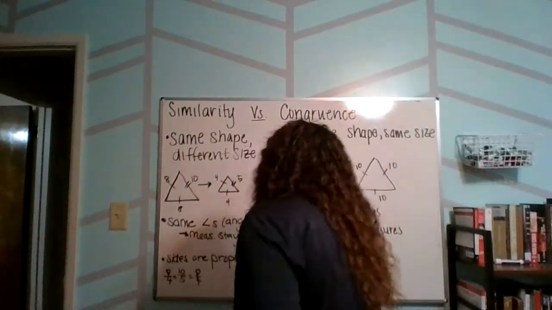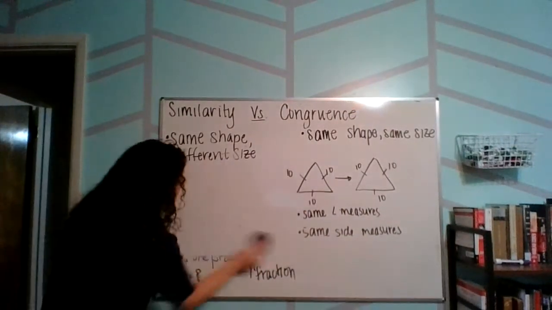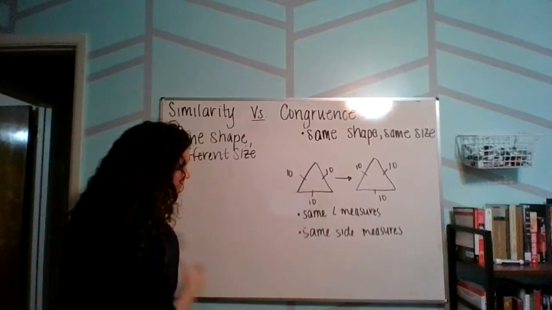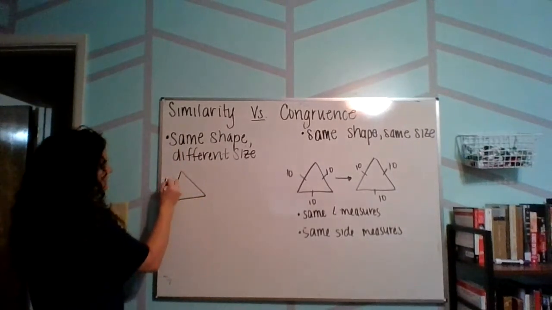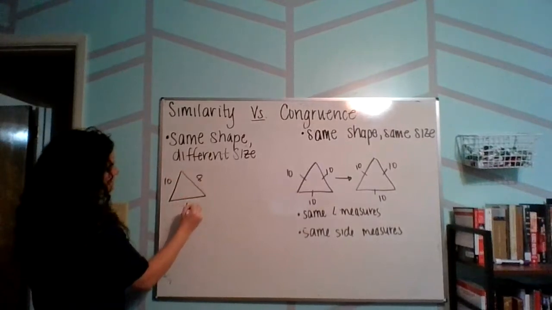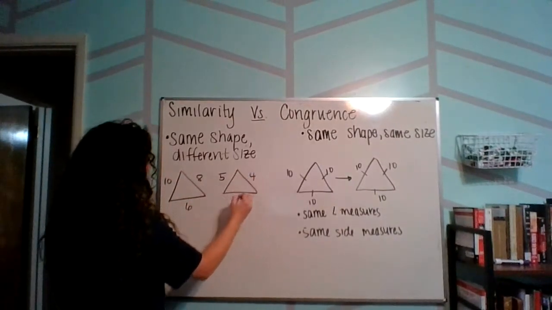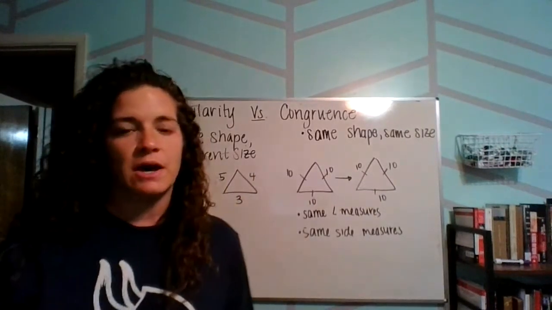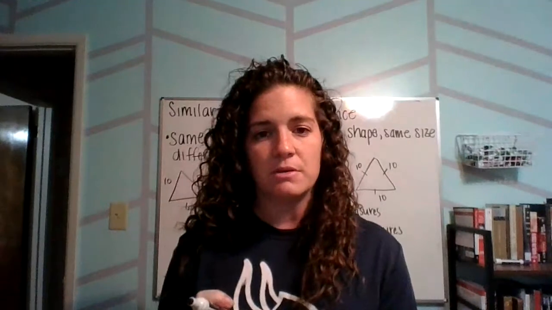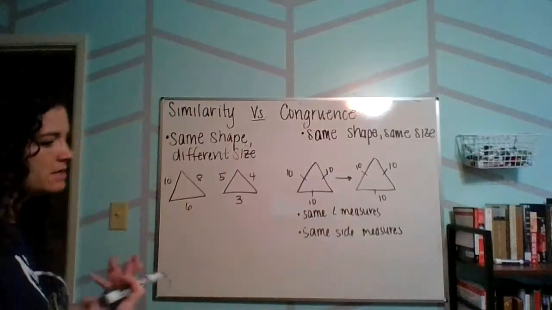So for example, let's go back to similarity. If I have this triangle right here, and I say this side's 10, this is 8, and this is 6, and this is 5, 4, 3. Sometimes it's really hard to tell which sides match up to which because you can't really tell by their lengths and if there's nothing that symbolizes it.